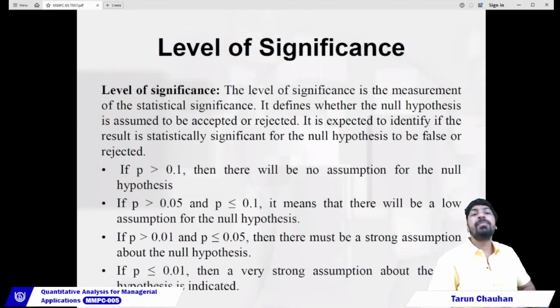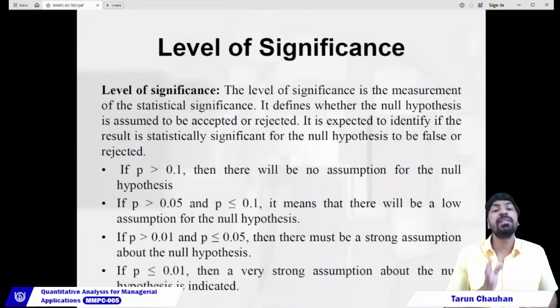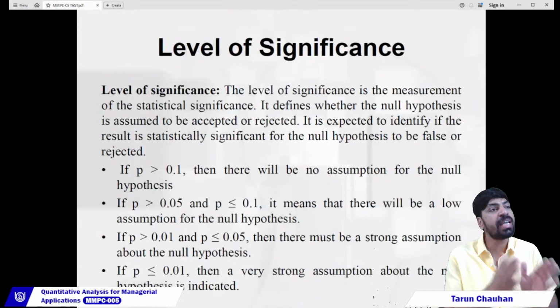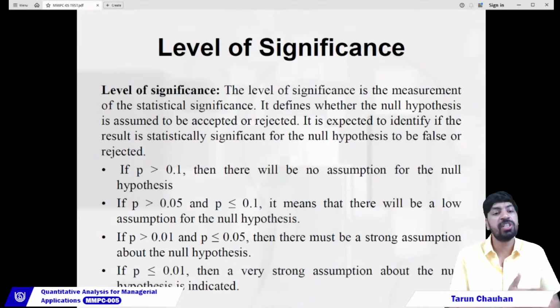The next concept is level of significance. What is level of significance? Level of significance is a measurement of statistical significance, that is, whether the null hypothesis is actually accepted or not, whether such a null hypothesis shows any significant difference or association or relationship or not. Basically, this tool will be used to test the null hypothesis, to see whether it will be accepted or rejected.